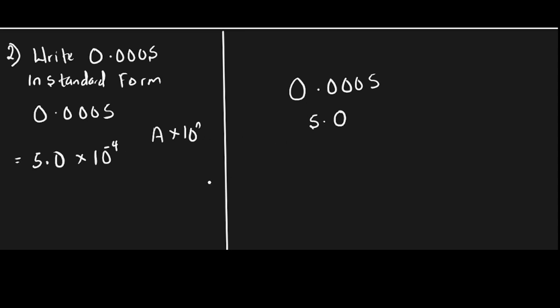Now one of the things we need to take note of is that whenever you move a decimal point from the left to the right, the power of 10 is going to be a negative power. But when you move the decimal point from the right to the left, like the first example, the power of 10 is going to be positive. So we have written 0.0005 in standard form. It becomes 5.0 times 10 raised to power minus 4.